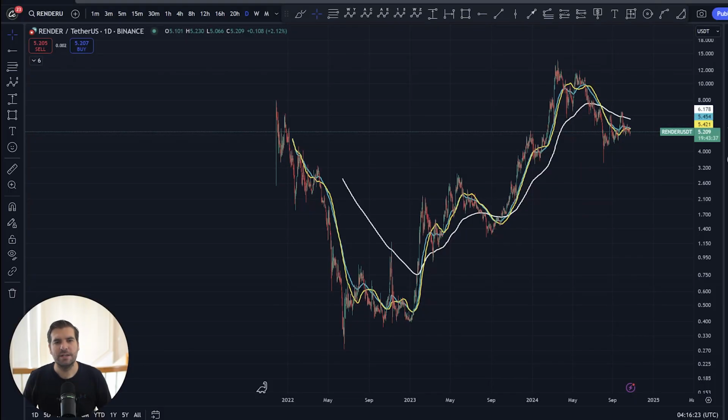So let's go ahead and get started with everything Render. This here is Render paired up with USDT. We're on the 1-day Binance chart. Now, this is going to be a very interesting chart. We don't have a huge amount of data.